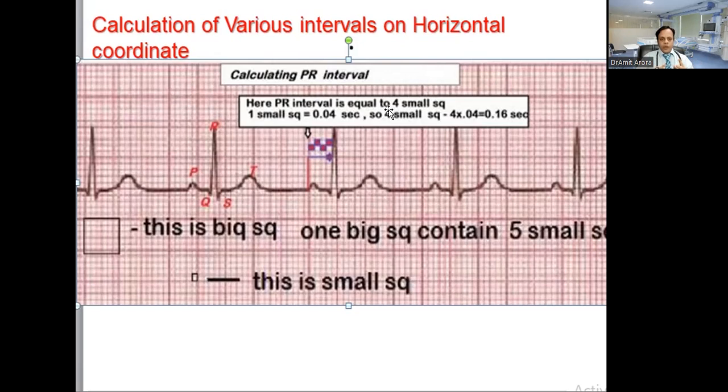Because in WPW syndrome it is short, but unless you practice it, you cannot make it out very clearly. So next, I'm just giving you an idea of how to calculate the interval. Similarly, you can calculate the QT interval. And for QT, you have to do a correction, making a QTc, because the QT interval varies with the heart rate.